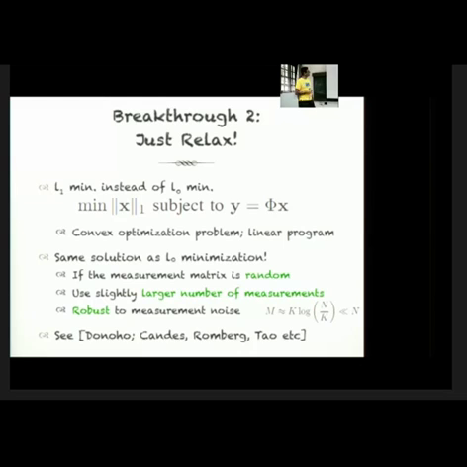So to me, this is actually perhaps the most important breakthrough in the area. And this is about 10 years old. This particular result is about 10 years old. It was developed in a series of papers by some of these authors.